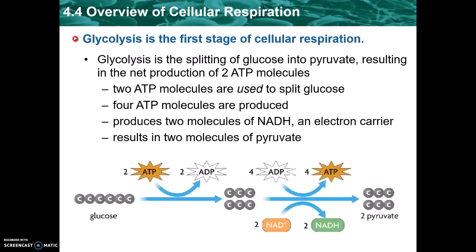So this is what a diagram of the process would look like. I'm not going to have you recreate this diagram by memory at any point, but you do have this diagram on your Power Notes sheet. I do recommend that you label the portions that are blank on your sheet just so that you can reinforce what is being used during the process and what is being produced during the process of glycolysis.